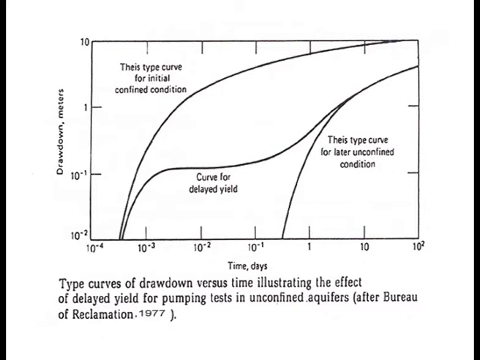The first part represents the initial period of pumping, from a few minutes to 1 hour actually. When you pump a well, it will represent the Thies type curve, meaning this condition will be similar to the confined aquifer. Pumping is continuous, then in the second part what will happen? If you see the curve on this diagram, a flattened curve is there. So, this will represent the delayed yield.